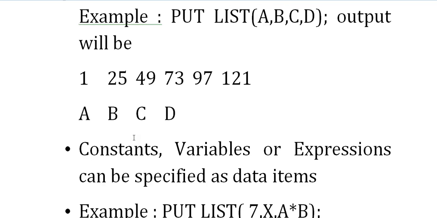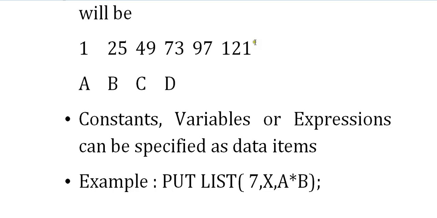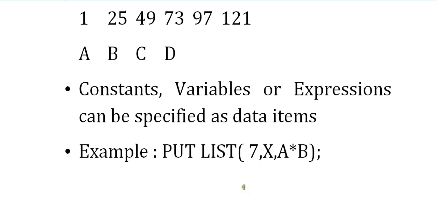Constants, variables or expressions can be specified as data names. In place of data names you can specify either constants, variables, or expressions. The example below shows PUT LIST with a constant, a variable, and an expression. So you can use any kind of thing using PUT LIST.